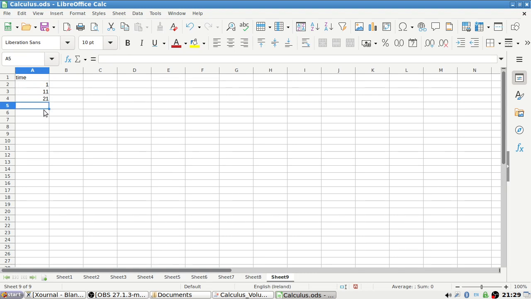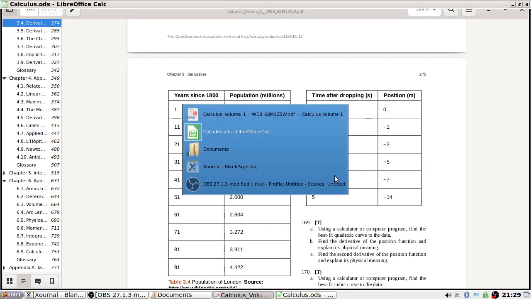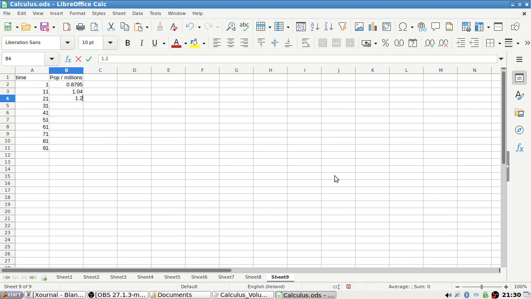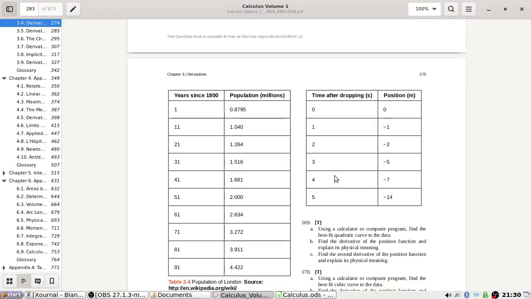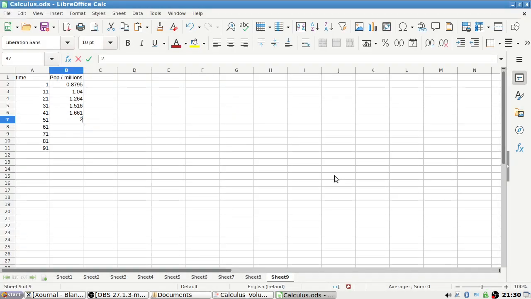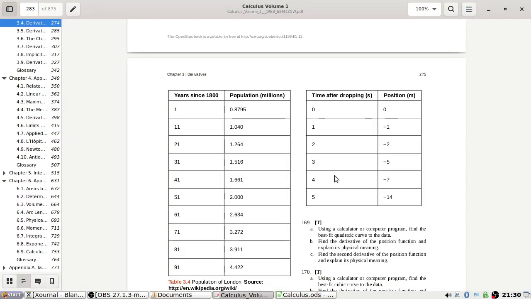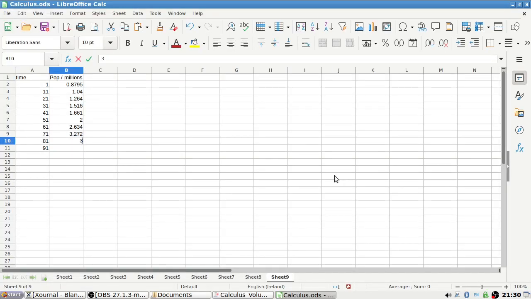Okay, population in millions: 0.8795, 1.040, 1.264, 1.516, 1.661, 2.000, 2.634, 3.272, 3.911, 4.422.